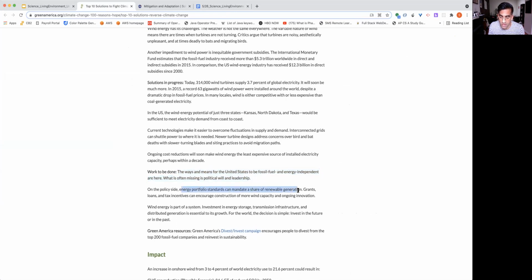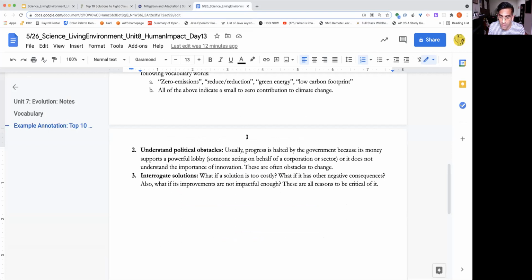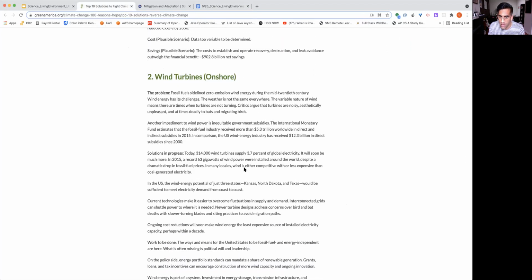Energy portfolio standards can mandate a share of renewable generation, so grants, loans, and tax incentives can encourage construction of wind capacity. So as I explained here, very often progress is halted by the government because its money supports a powerful lobby, in this case, the fossil fuel industry, or it doesn't understand the importance of innovation, and these are often obstacles to change. So if we're looking through, we want to look for money, because that's usually how politics is involved, by the allocation of monetary resources.